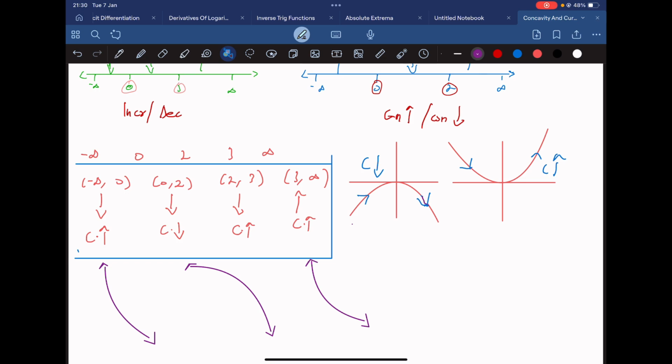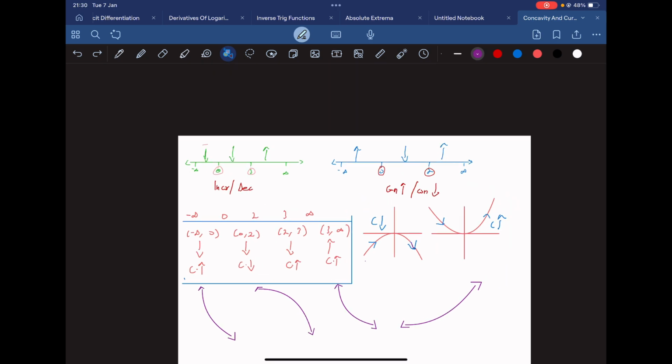Now for the last one, 3 to infinity, we see that it's concave up, so we have to use this. And now the function is also increasing, so we have to use the right hand side. So it goes something like this. So this is the general shape of the graph. So we are going to use these to help us in drawing our final graph.